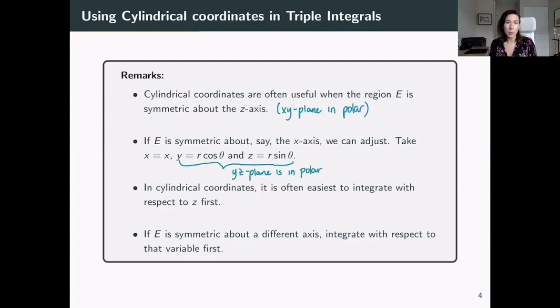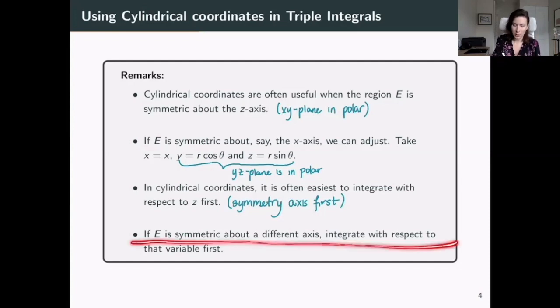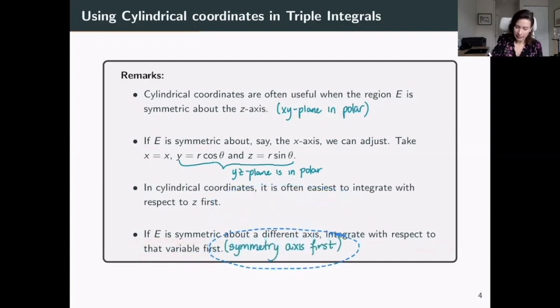Again, when we're dealing with cylindrical coordinates, taking your first variable of integration as the variable you're symmetric over is generally a good idea. So here you want to choose your symmetry axis first. For the most part, for the examples that we'll see, this tends to be the z-axis. And again, if you're symmetric about a different axis, you're going to want to integrate with respect to that variable first. The setup will be exactly the same, it's just setting up an alternative coordinate plane in terms of polar coordinates.